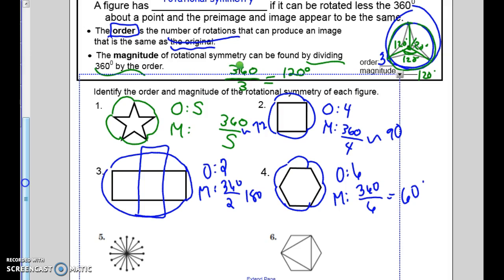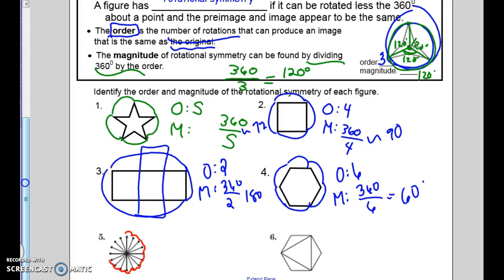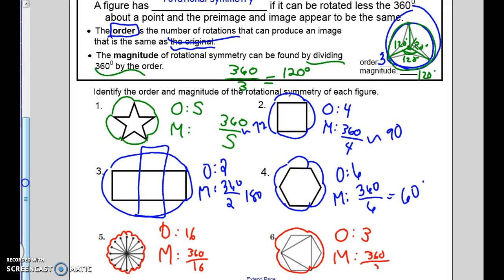I have a couple more down here at the bottom. Again, my order, 1, 2, 3, 4, 5, 6, 7, 8, 9, 10, 11, 12, 13, 14, 15, 16. So my order would be 16, and my magnitude would be 360 divided by 16. And then here, if I rotated, I could rotate it around, but I could only do 1, 2, 3. My order would be 3, so my magnitude would be 360 divided by 3. So this one again would be 120. I can't do each individual one on the hexagon because I have the triangle on the inside.